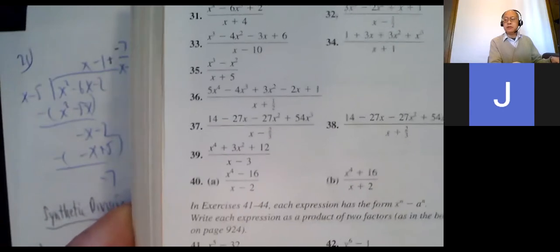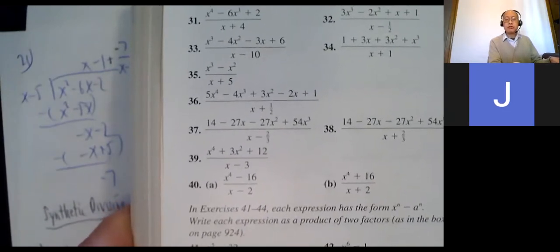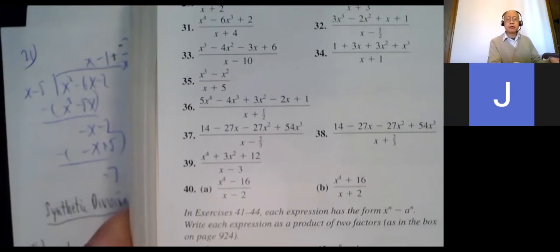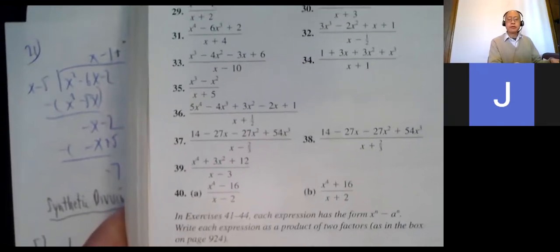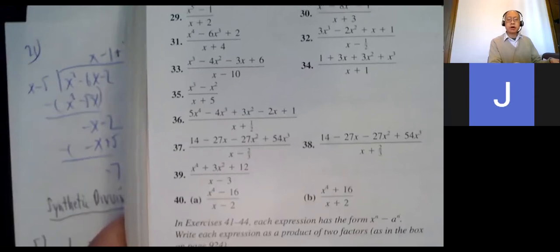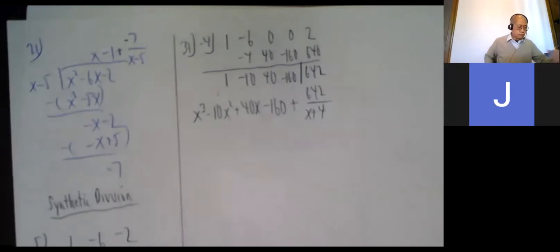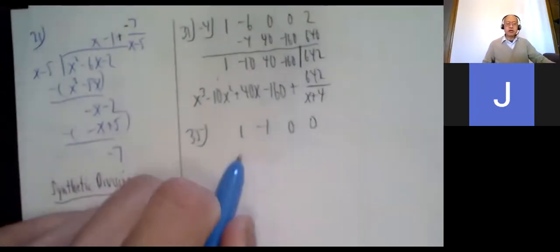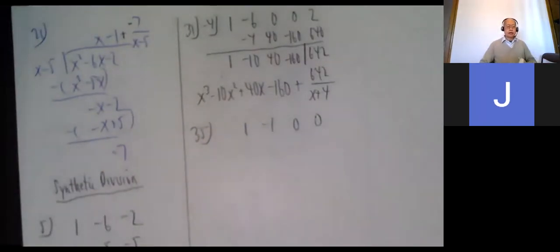Number 35: x cubed minus x squared. What's missing? x and a number. So I'm going to put 1, negative 1, 0, 0. Right? 0x plus 0. So 1, negative 1, 0, 0 for number 35. It's x cubed minus x squared, and that's all they said. So plus no x plus nothing.